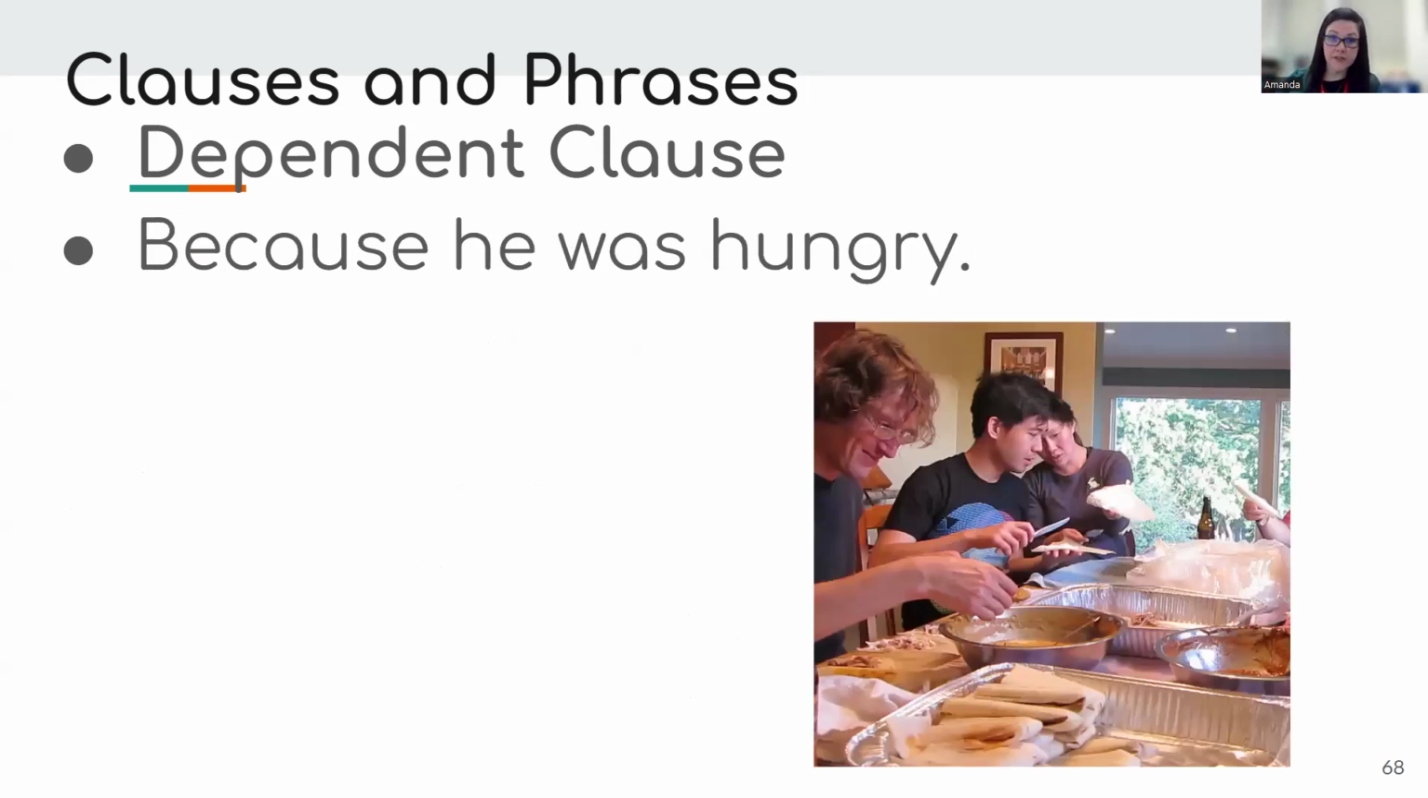Because he was hungry. So let's start with finding our subject. He. He is our subject. That's a pronoun. What did he do? He was. Okay? Was is our action. That's our verb. What is our keyword that makes us need more information? Because. We start with the word because, so that means we need more information here. That's what makes it a dependent clause. Because he was hungry, it is not a complete sentence. It needs more information.